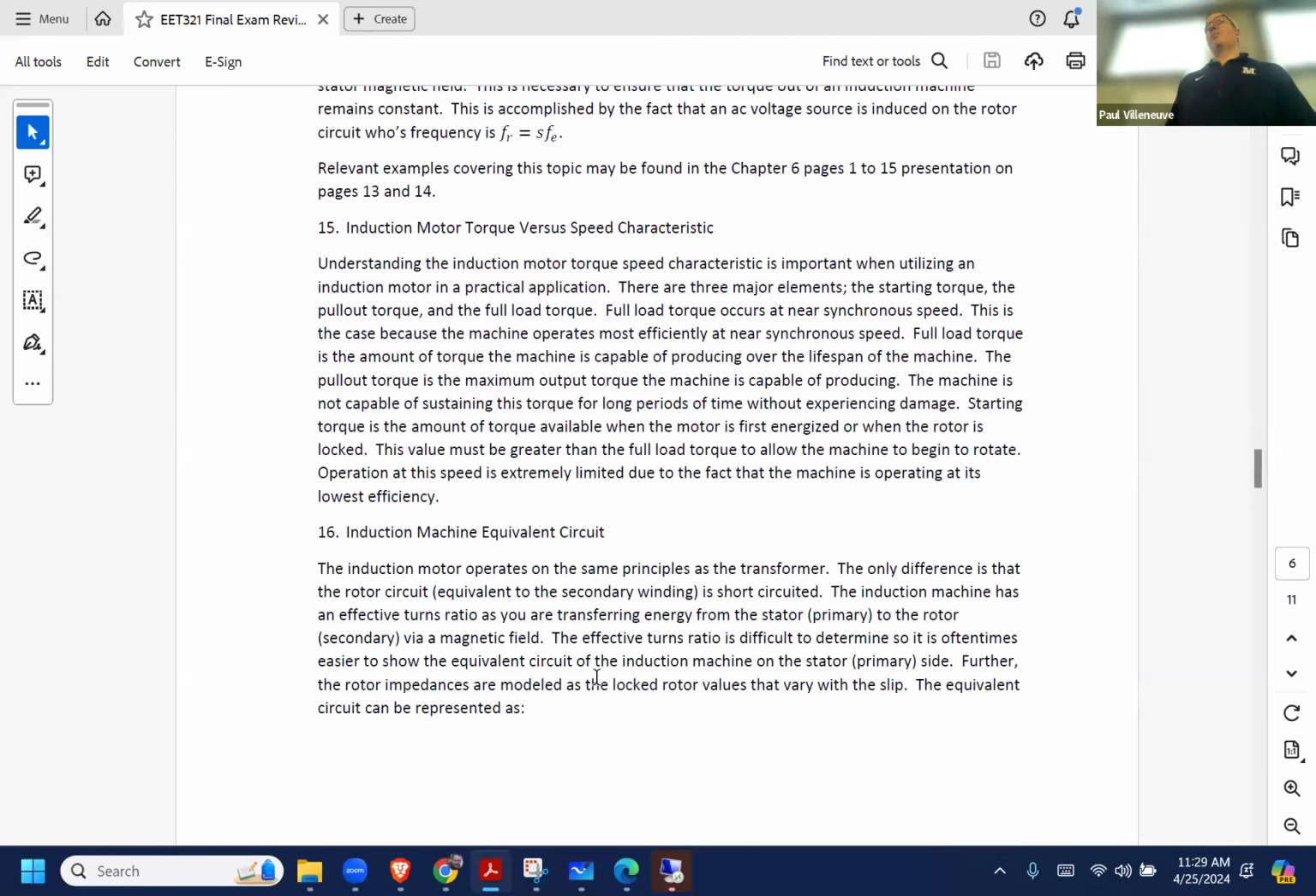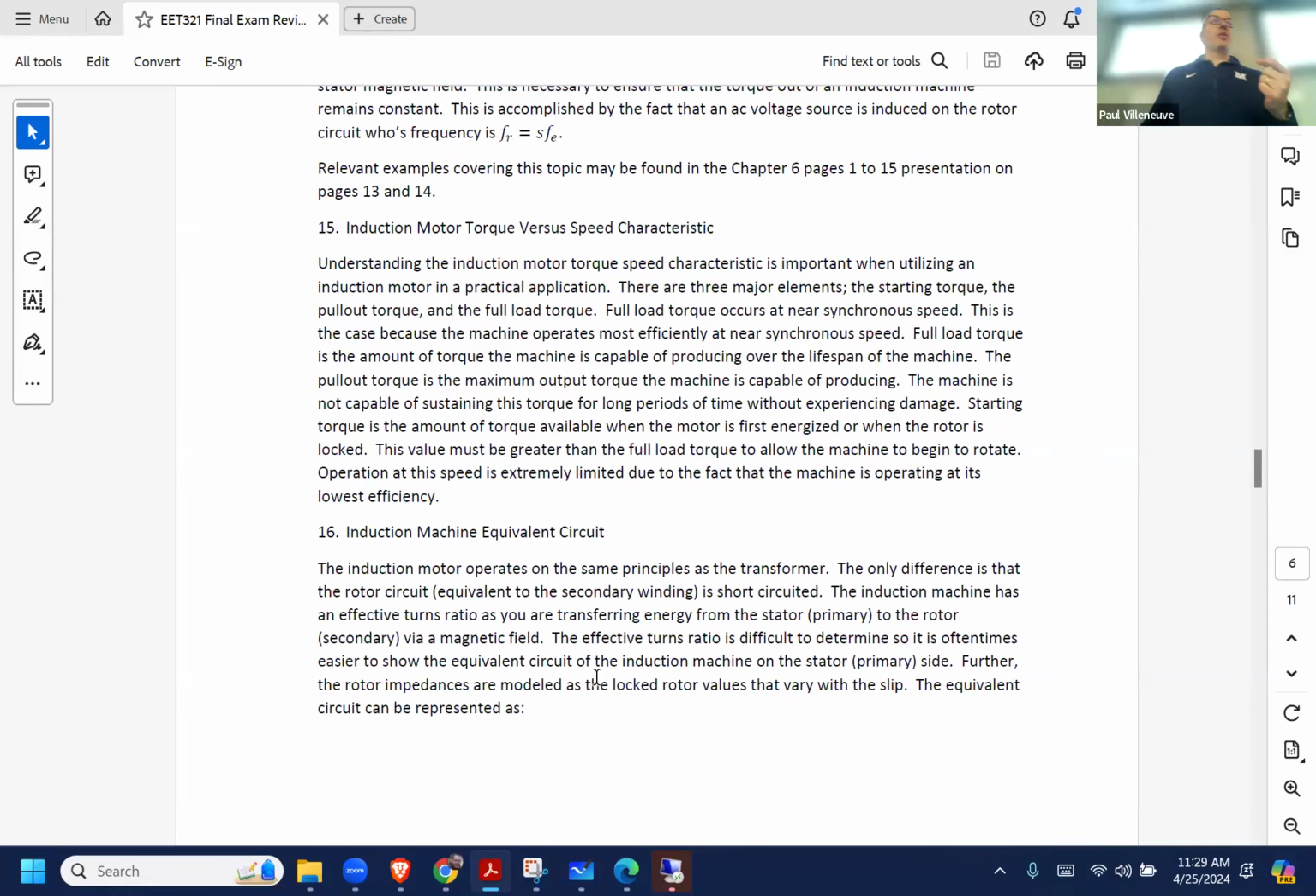Then we developed torque versus speed characteristics. And so we saw, or we developed in class, some pictures or images of torque versus speed characteristics. Later on, once we saw equivalent circuits, we actually built our own torque versus speed characteristics. But essentially what it does is it shows you how slip is varied from 1 to 0, or from speed going from 0 RPM all the way to synchronous speed.